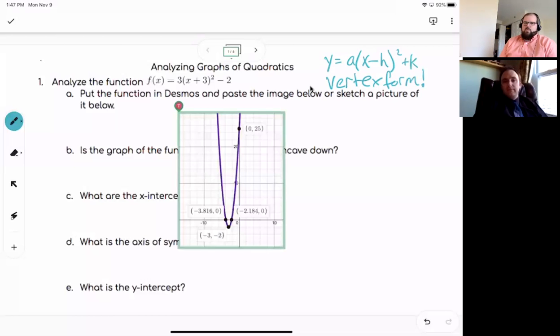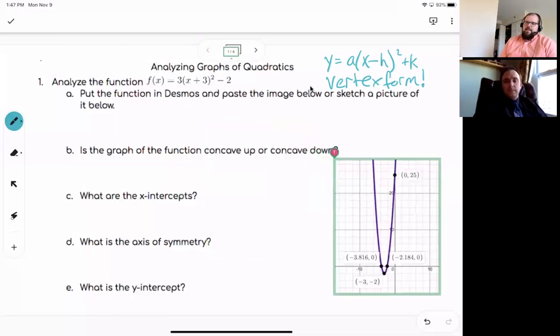So here's the graph with all its important pieces. That is a lovely, lovely graph. I picked purple.